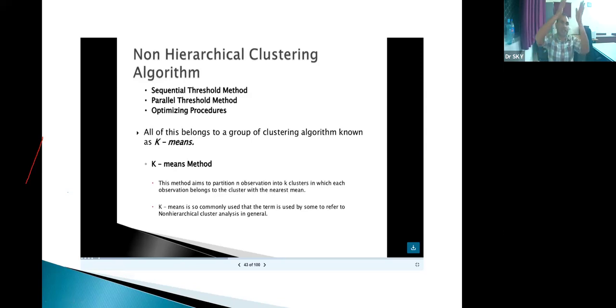So we have decided that we are going to make k clusters, and we have n observations. Obviously, n is greater than k. So we assign the observations to the nearest mean. We calculate the centroids of the k clusters, and on the basis of similarity, we assign the observations to those centroid points, to the clusters. K-means is so commonly used that the term is used by some to refer to non-hierarchical cluster analysis in general. So many times we call this method not non-hierarchical cluster analysis, but we say that it is k-means cluster analysis.